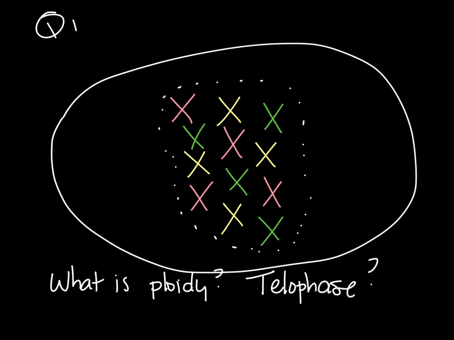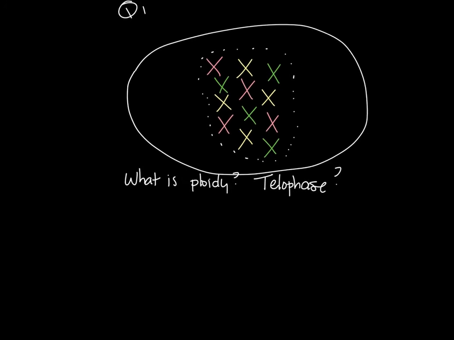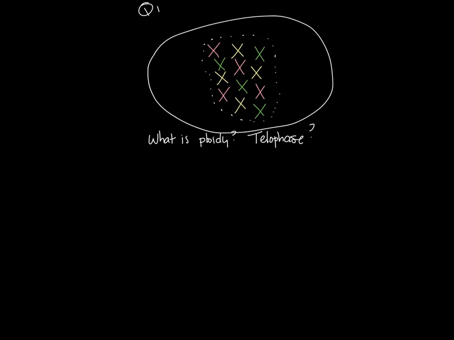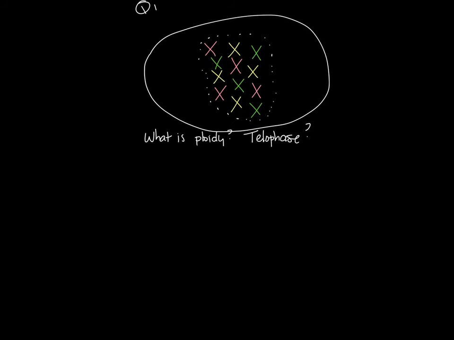Okay, so here's the answer. Let me push this to the top, make it a little smaller, because I'm going to draw what these cells would look like in telophase. So let's answer the first part of the question, what is the ploidy? Once again, ploidy, how many copies does each chromosome have?